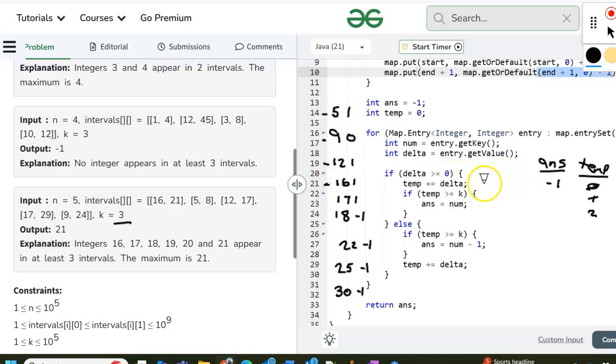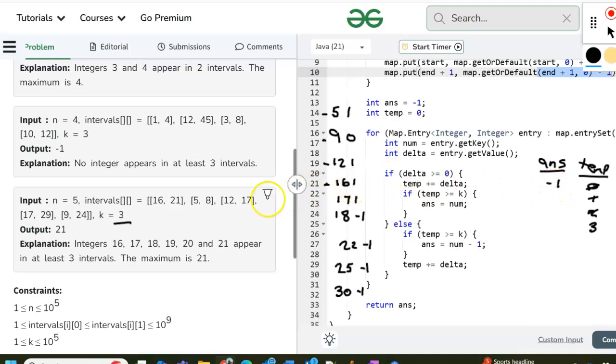All right, the delta is 1. Add the delta to temp. Is that greater than or equal to k? As a matter of fact, it is. So we have now seen 16 in 3 intervals.